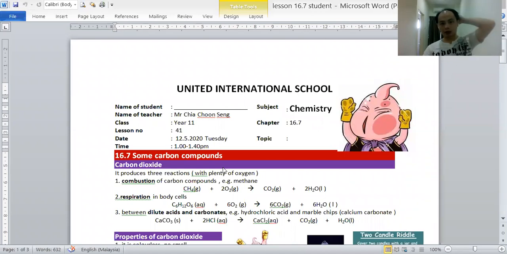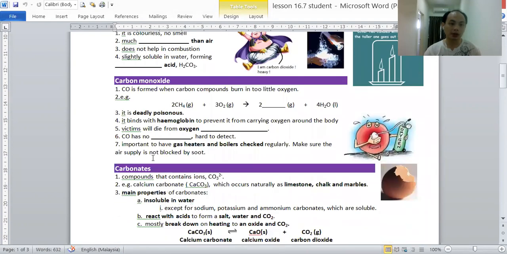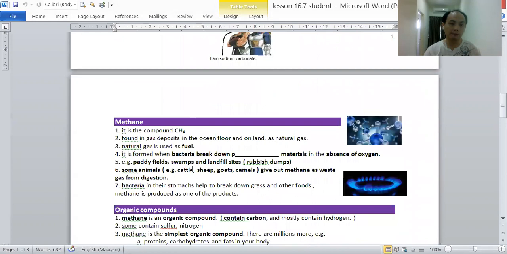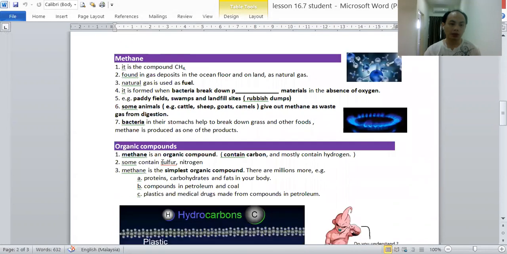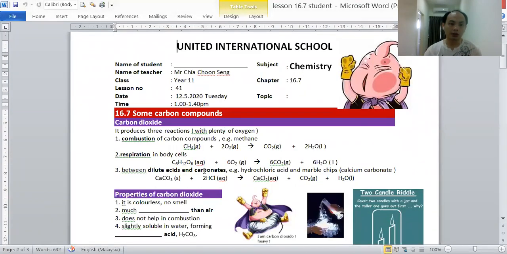16.7, some carbon compound. Okay, this topic overall is talking about carbon and the carbon compound lah. What are the few compounds that we are going to discuss? Carbon dioxide, carbon monoxide, carbonate, methane, and organic compound. Organic compound contains carbon. Okay, these few only.